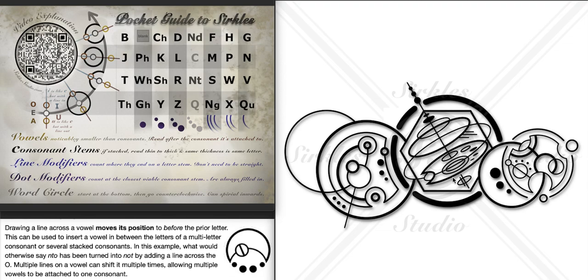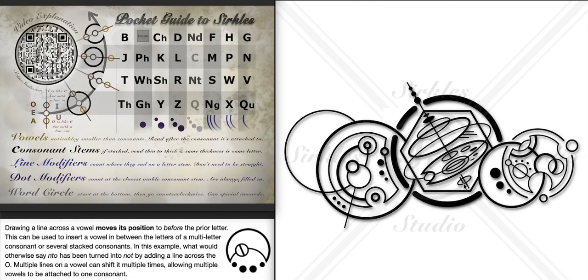So here we have the bottom of the word circle, and we have these consonants and vowels attached to each other. Now typically, you would read the vowel after the consonant, but drawing a line across a vowel moves its position to before the prior letter. This can be used to insert a vowel in between letters of a multiple letter consonant or several stacked consonants. Allowing multiple lines can shift it multiple times, allowing multiple vowels to be attached to one consonant.